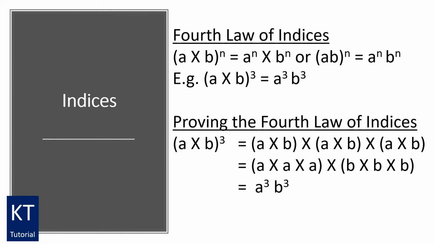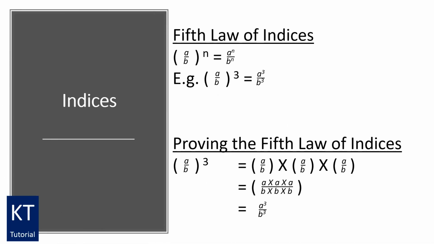For its fourth law, when an order is applied to numbers that are being multiplied together, it is the same as applying the order to each one of the two bases individually. For its fifth law, when an order is applied to numbers that are in fraction form, kind of like they are being divided together, it is the same as applying the order to each of the two bases representing the numerator and the denominator respectively.